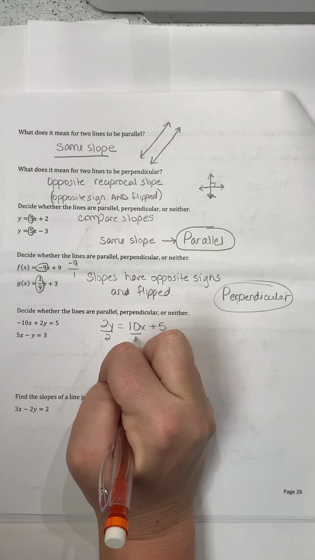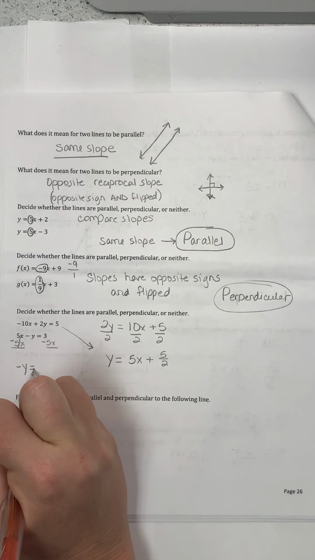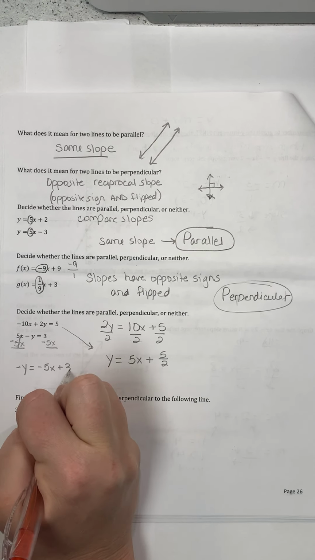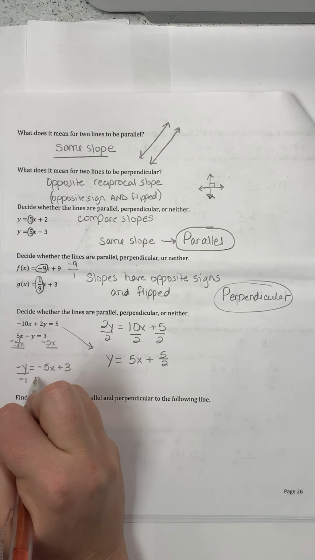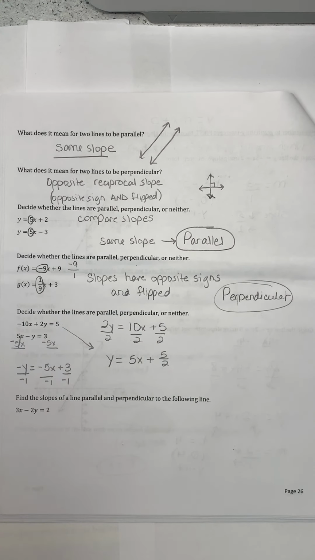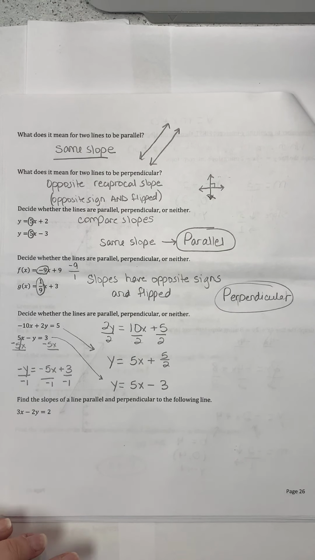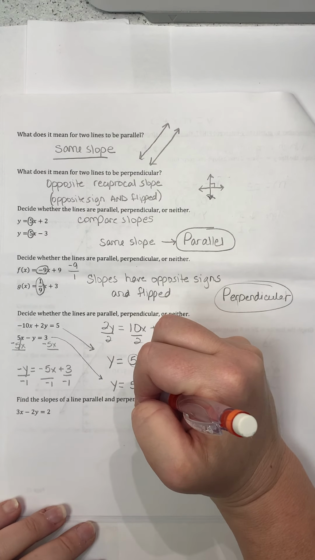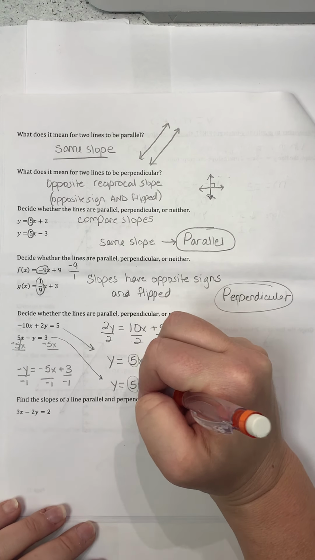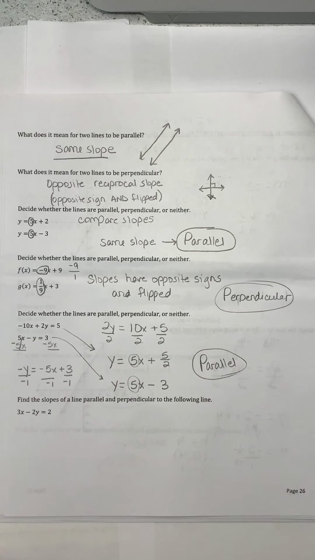Okay, for this line, I'm going to subtract 5x from both sides. I get -y equals -5x plus 3. I can't have a -y, so I'm going to divide everybody by a -1. And I get y equals +5x minus 3. So that's this one. Okay, now I'm in slope-intercept form for both. I check their slopes. They have the same slope. Since it's the same slope, these are parallel.